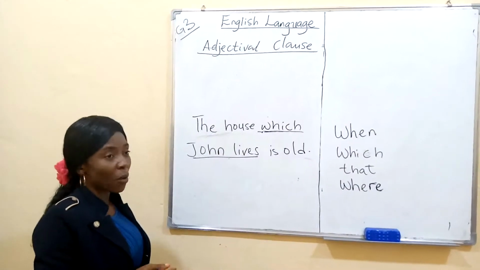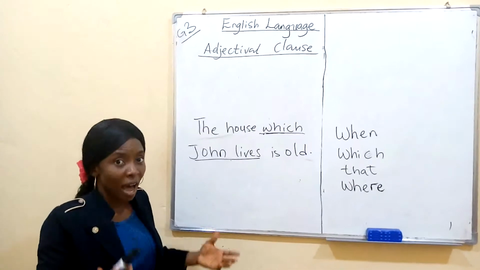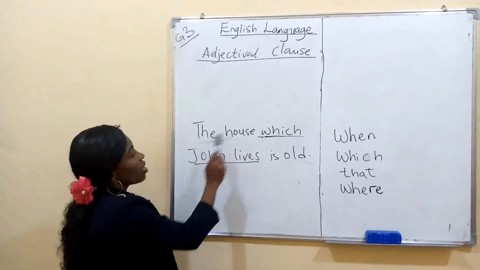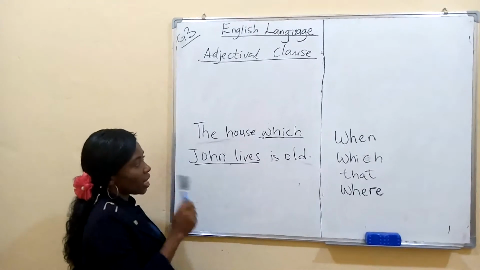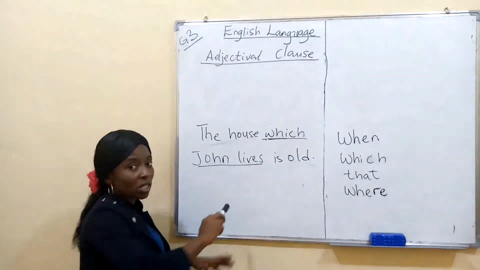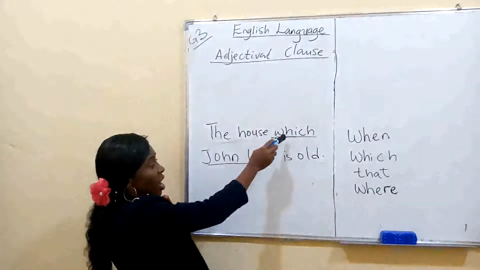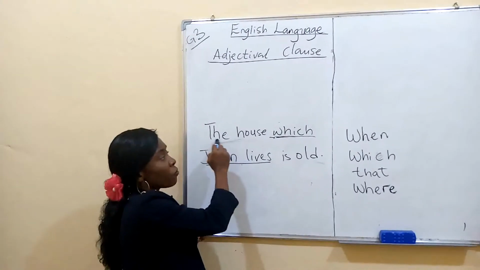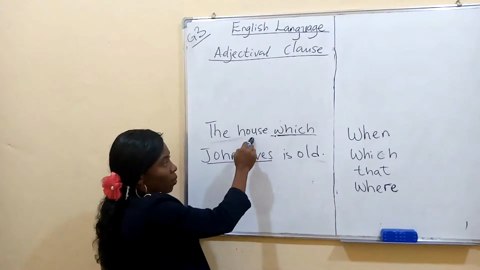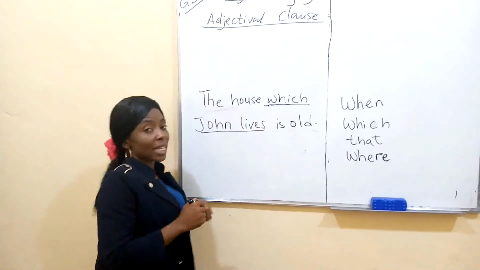That is not just any house that we are talking about. We cannot just say the house is old. Now, which house? The house which John lives. So it's not just any house. Now we have been able to see that this adjectival clause has given us more information about this noun, house.